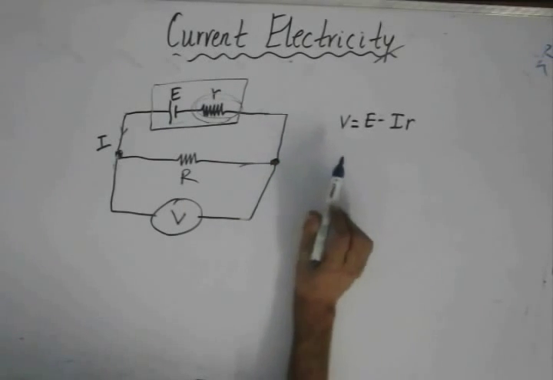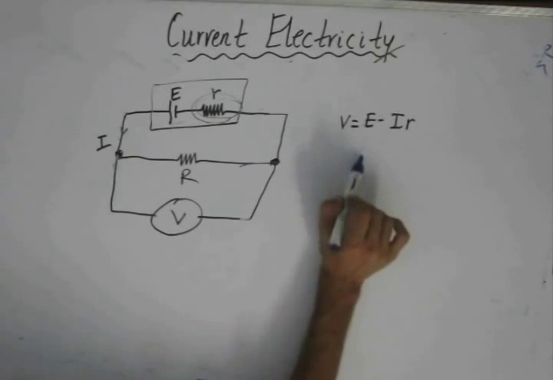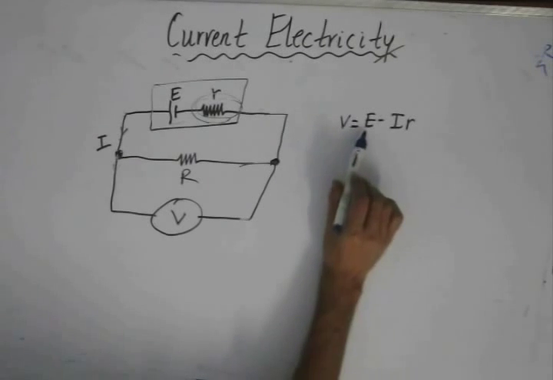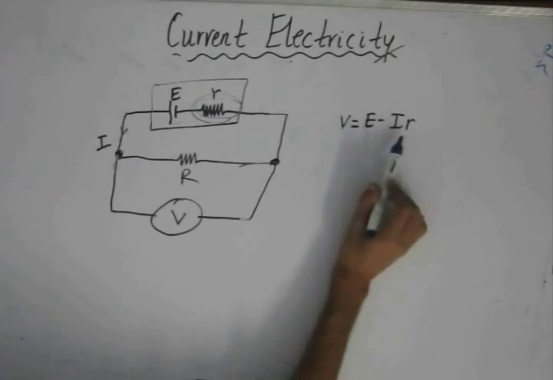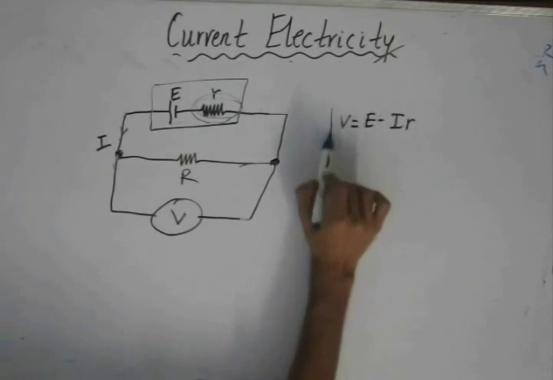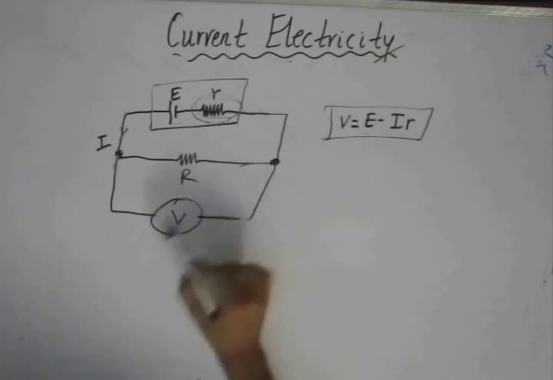We are not able to measure the actual value of the EMF of the cell. What we are measuring is the EMF of the cell minus the potential drop across the internal resistance R. That is what we measure with a voltmeter.